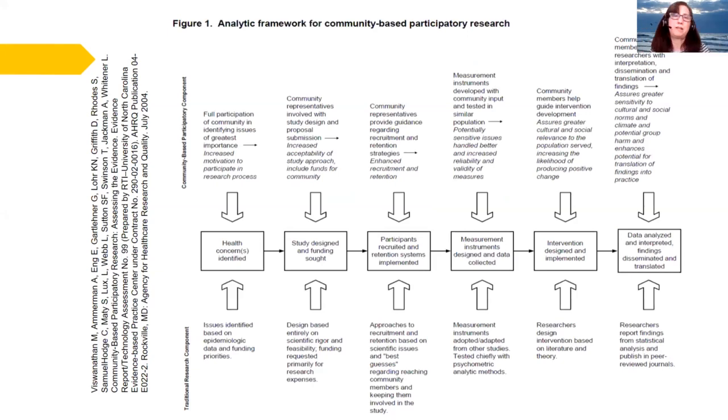So if we look at the top part of that analytical framework, if we are in a community-based participatory approach, then it's full participation of the community in every single part of this particular process. So the community identifies the issues of greatest importance, and that then leads, of course, to increased motivation to participate in the research process. So at every stage of the research process, there are ways to engage communities authentically and meaningfully that will increase the rigor, increase the relevance, and increase the reach of the research and findings.